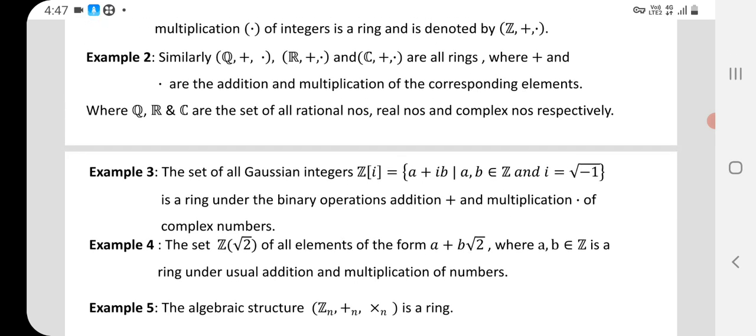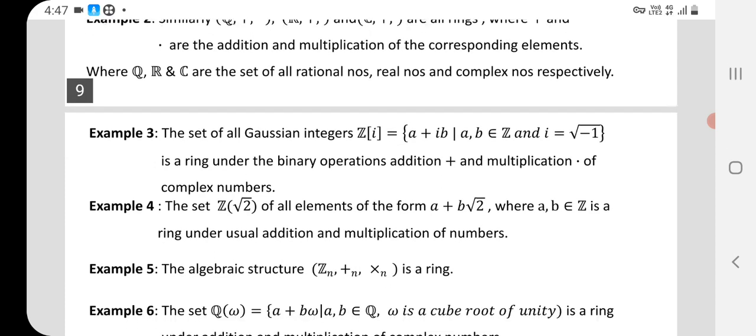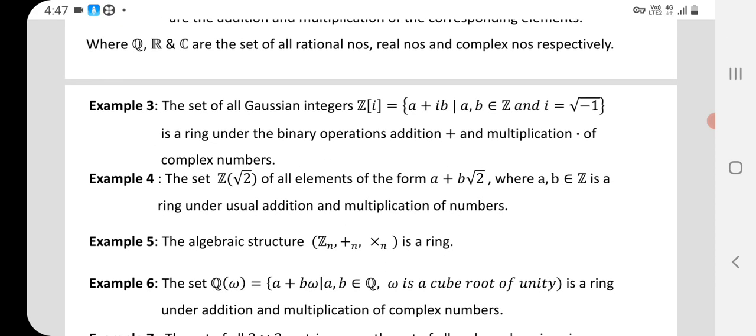Example 3, the set of all Gaussian integers, that is Z[i], of the form A plus i into B. Here A and B are integers and i is the imaginary unit. It is a ring under the binary operations addition and multiplication of complex numbers. Example 4, the set Z[√2] of elements of the form A plus B into root 2, where A and B are integers, is a ring under usual addition and multiplication of numbers.